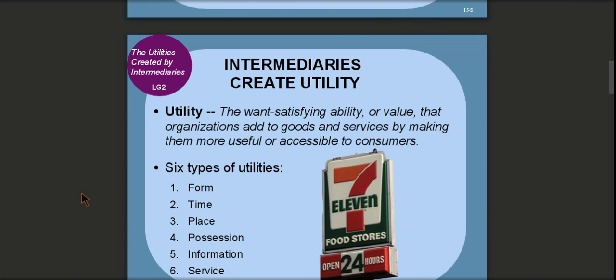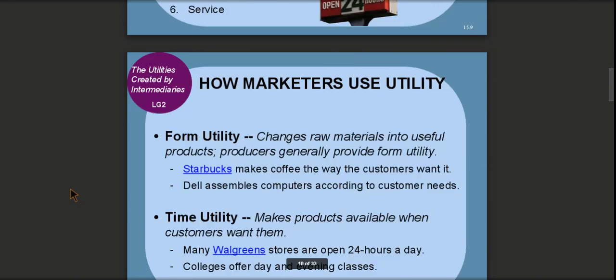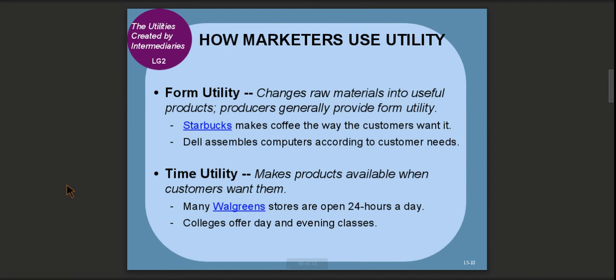Okay, so then we want to talk about utility, right? It's the value that you get from purchasing. And there are 6 types: form, time, place, possession, information, and service. The first one is form, okay? So you're going to change raw materials into useful products, right?